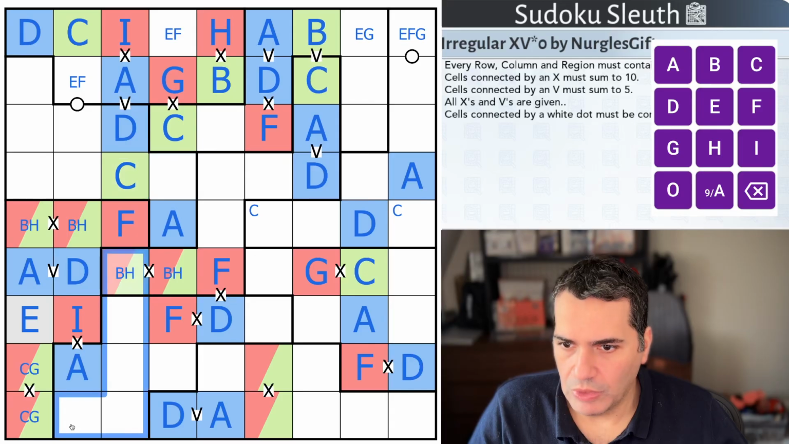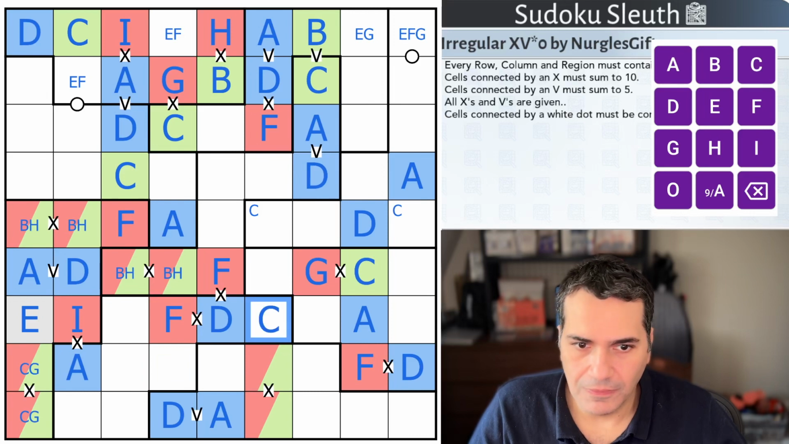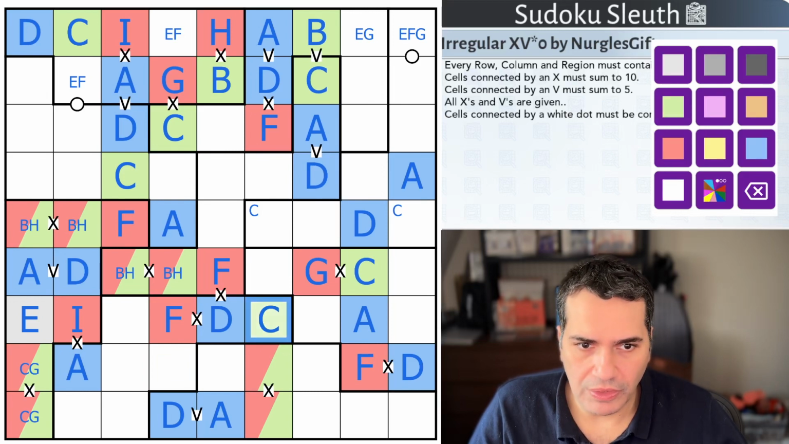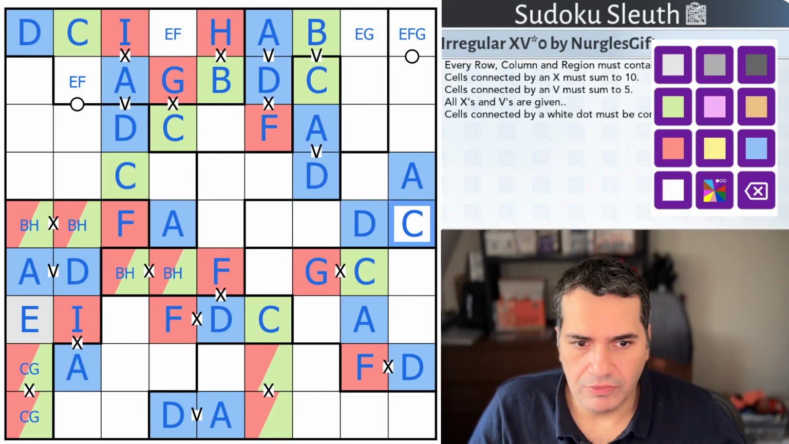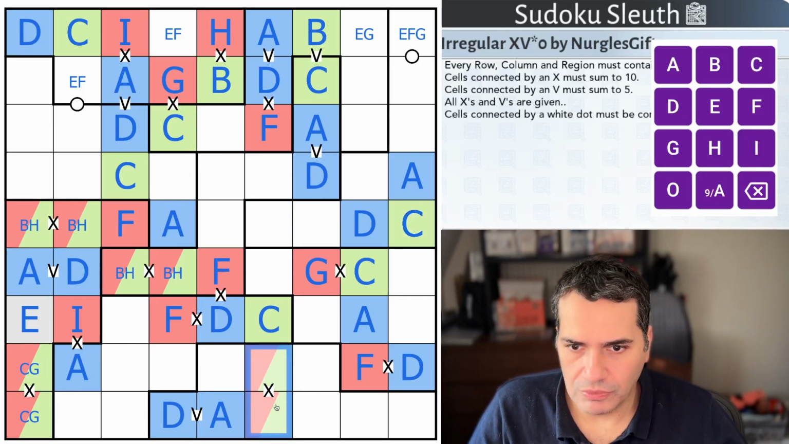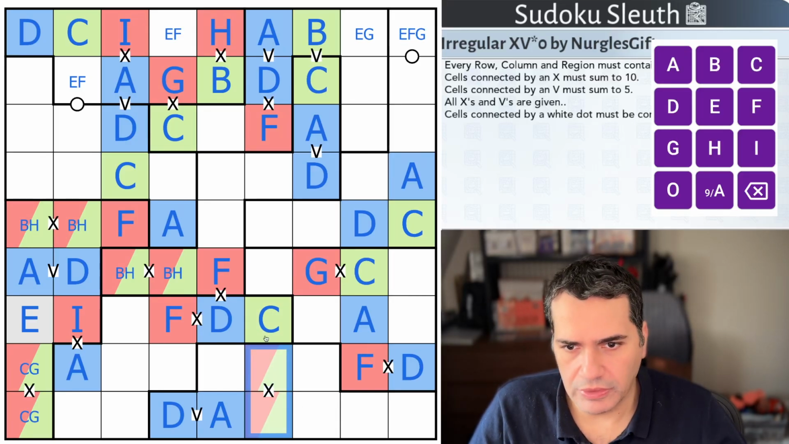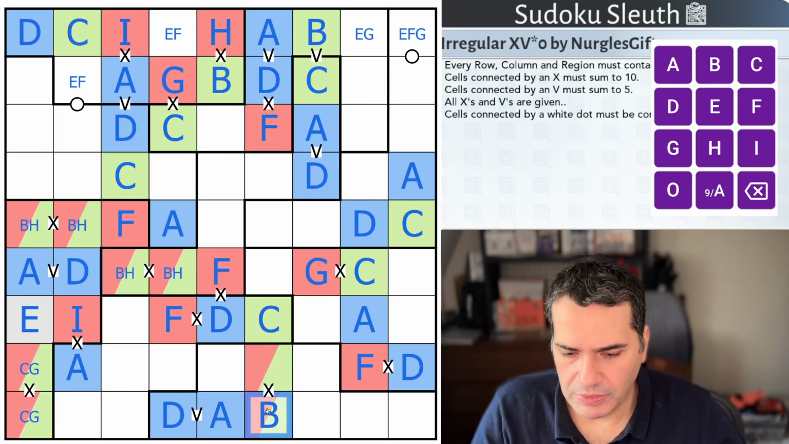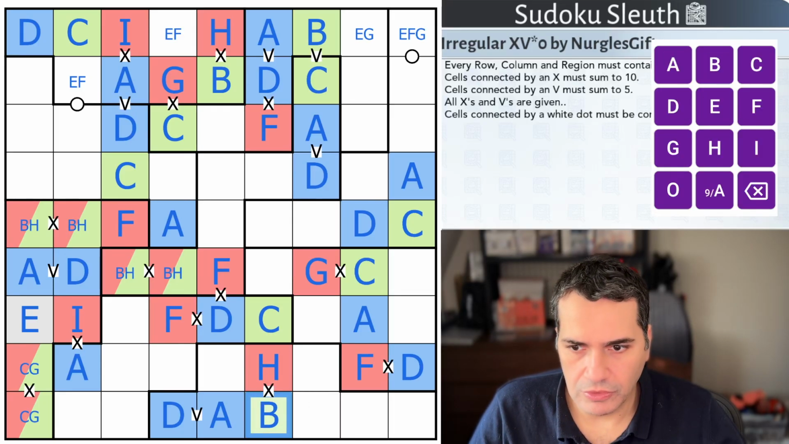And then we need a C in this region, but Sudoku says it's none of these. It's this cell. Sorry. That's why it's always worthwhile using larger fonts, just in case you miss things like that. This is B or H. In fact, there's no point in actually doing that. That can't be B. This is B. This is H, obviously, because of the negative constraint on the V.